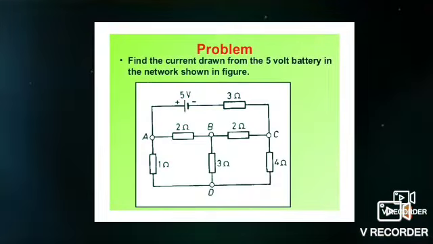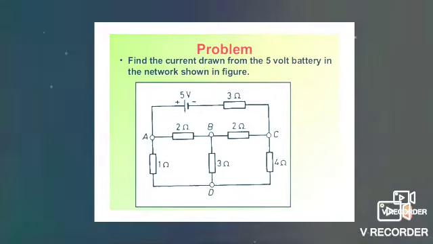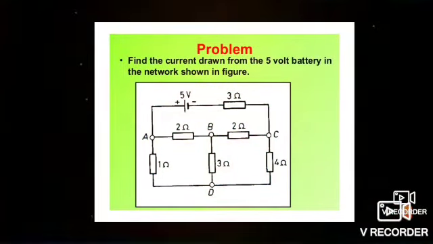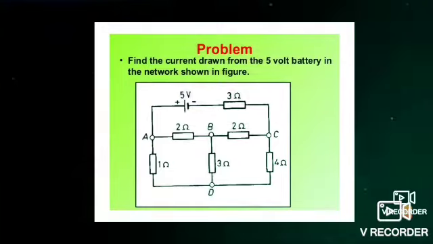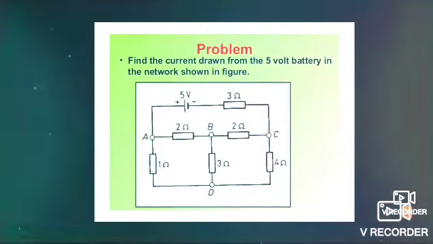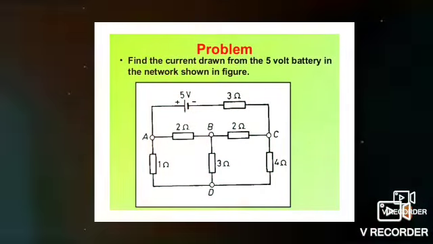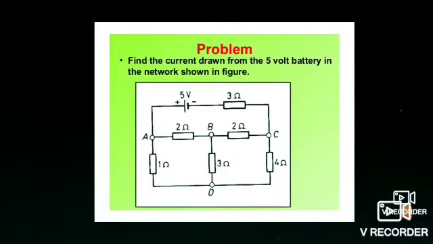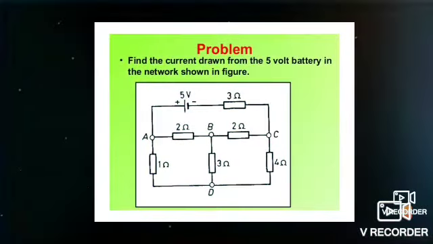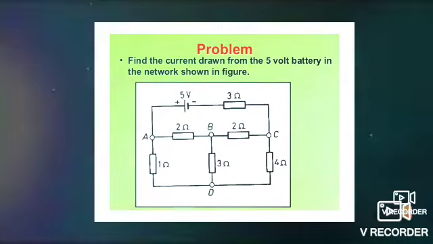See the next problem. Find the current drawn from the 5 volt battery in the network shown in figure. It is a complex network. We can analyze by loop also, but we have to use star to delta connection. For this we can easily simplify the answer.